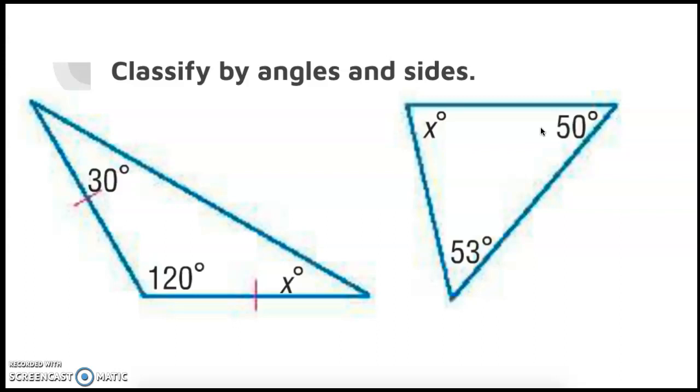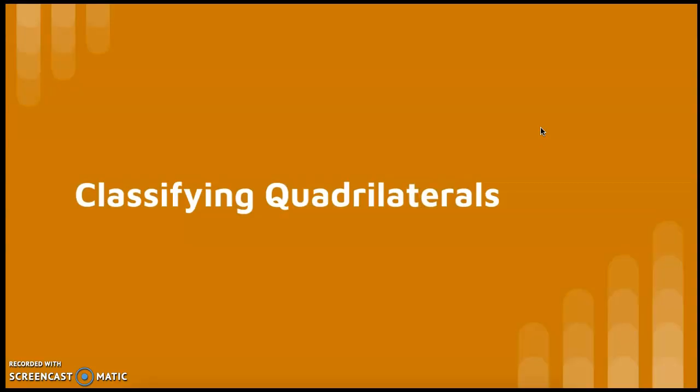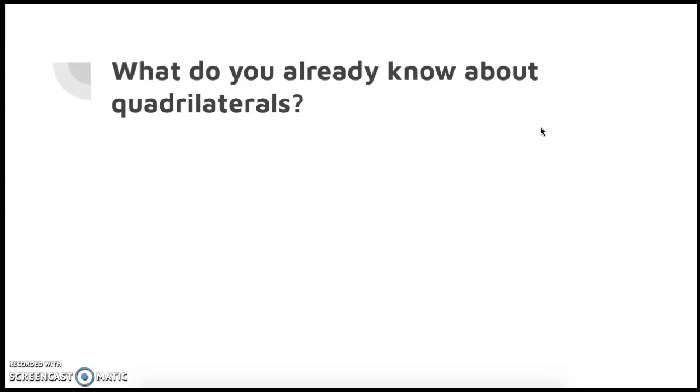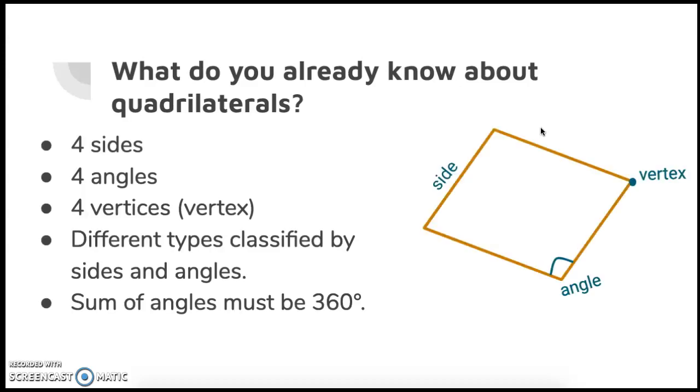We are going to switch from triangles to quadrilaterals. So again, take a few seconds and brainstorm. What do you already know about quadrilaterals? I bet you came up with some of this information. Quadrilaterals have 4 sides. They have 4 angles. They have 4 vertices. They are also classified in different types based on their sides and angles, and the sum of their angles must be 360 degrees.